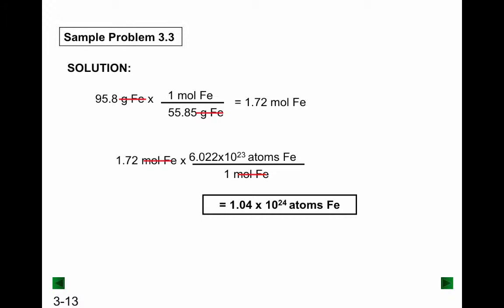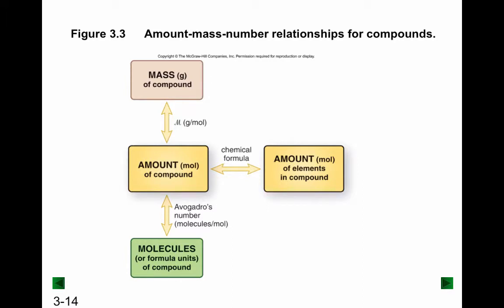This slide summarizes the mass-mole number relationship between compounds. Solving mass-mole number problems for compounds requires a very similar approach to the one for elements. We need the chemical formula in order to calculate the molar mass, which is needed to find the number of moles of a given element in the compound. The relationships are shown here.